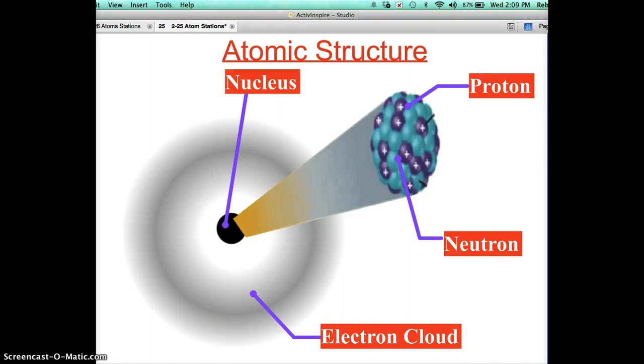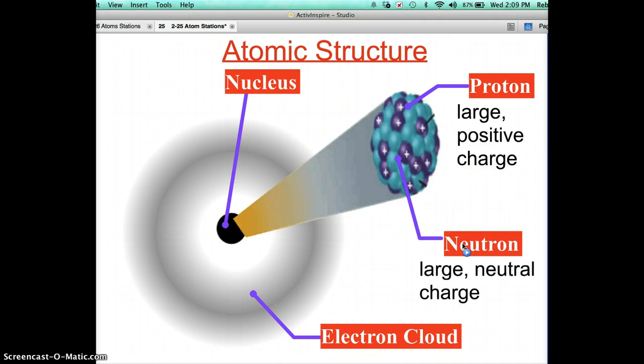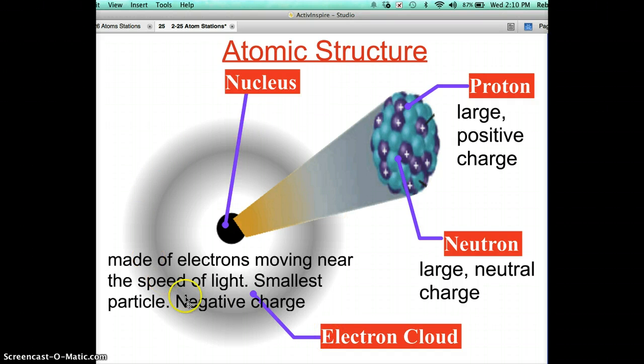Here are some of the characteristics of the subatomic particles you need to know. Protons are actually fairly large in comparison with the electrons, and they have a positive electrical charge. Neutrons are also large in comparison with the electrons, and they have a neutral or no electrical charge. And the electrons that are moving around the nucleus are moving so fast, which is again why we call it the electron cloud.